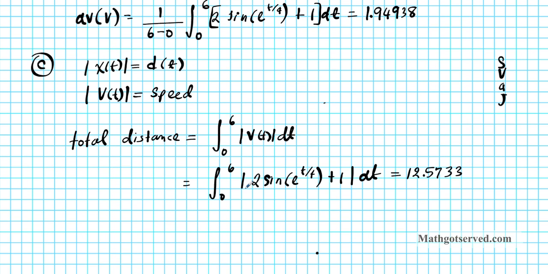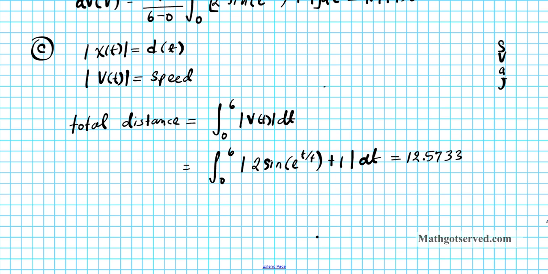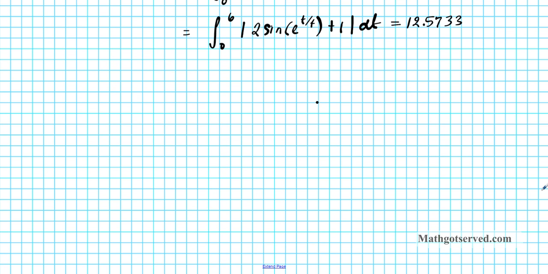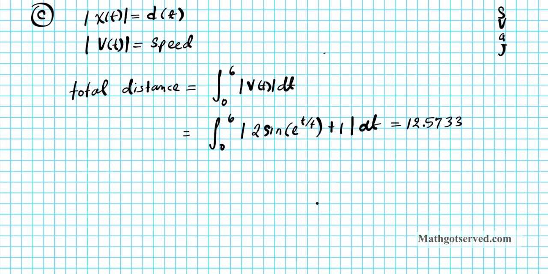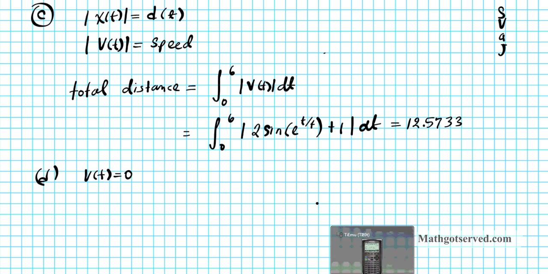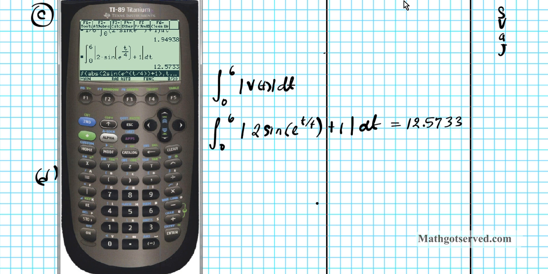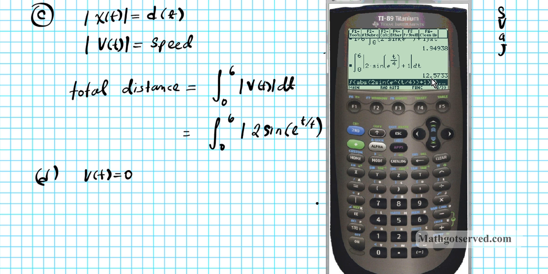So what do you know about the situation when a particle is at rest? If your particle is at rest, it's not moving, so its velocity is going to be 0. So v of t is equal to 0. So when is the velocity equal to 0? In order to figure this out, we're going to graph the function and find the zeros of the function on the domain 0 to 6.